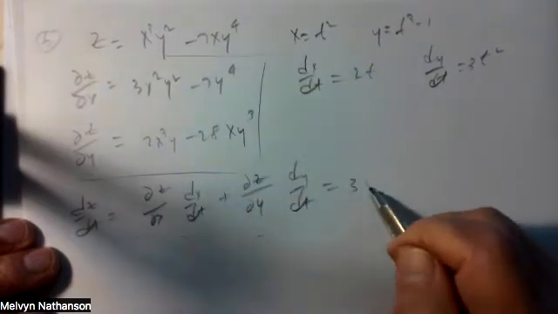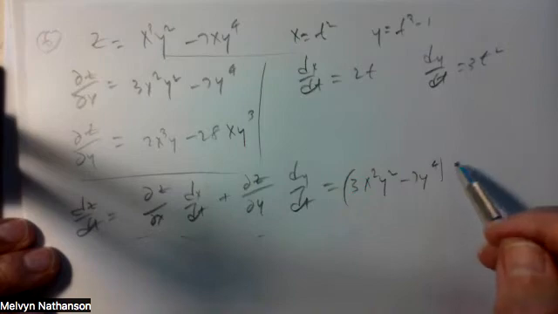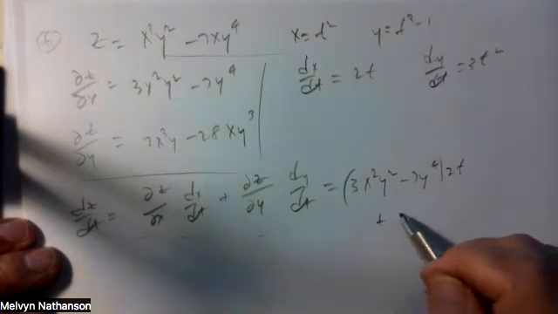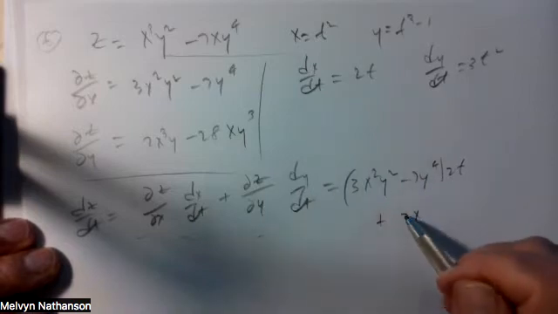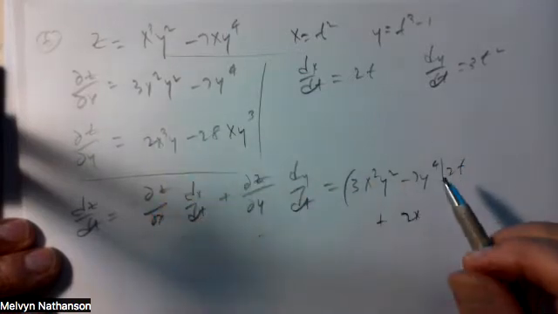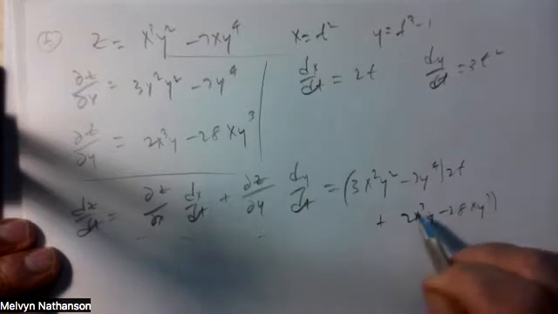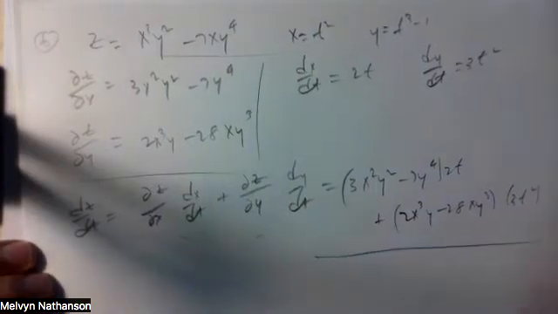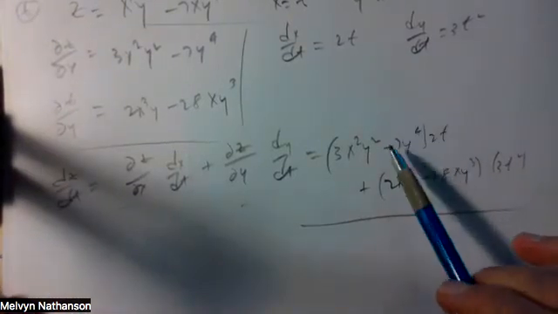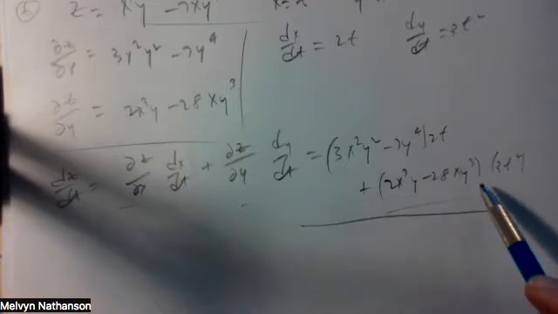This is 3x squared y squared minus 7y to the fourth times 2t, plus, sorry, this is a 2, plus 2x cubed y minus 28xy cubed times 3t squared. And you can leave the answer like that, or you could plug in what x and y are equal to in terms of t, and you would get the answer as a function of t. But that is the chain rule applied to find dz dt.